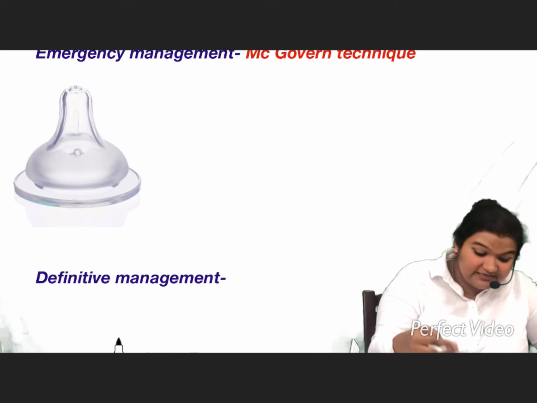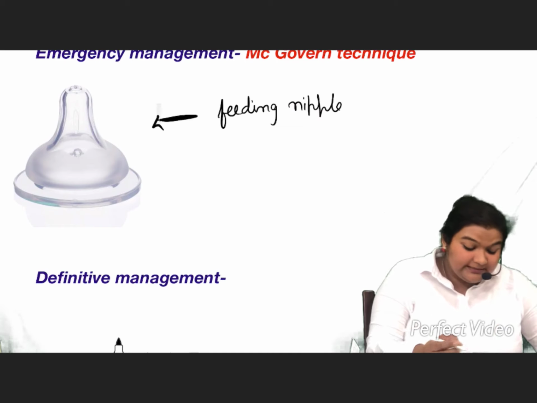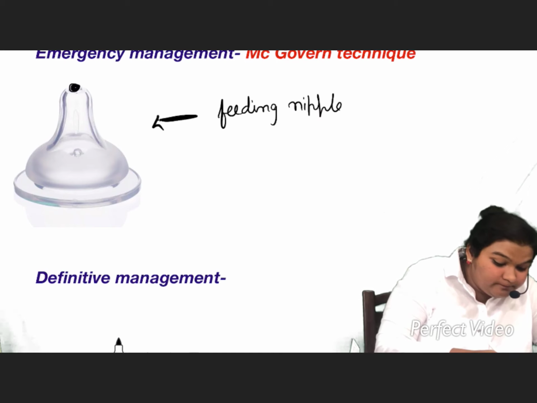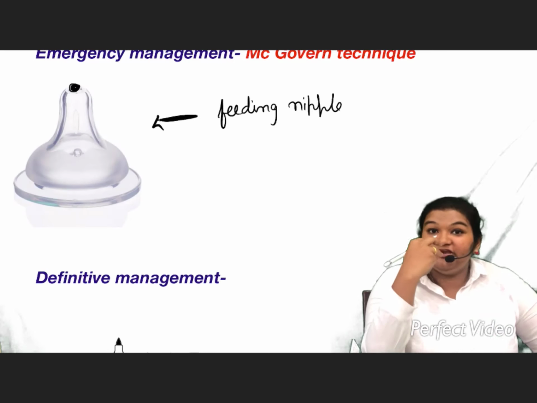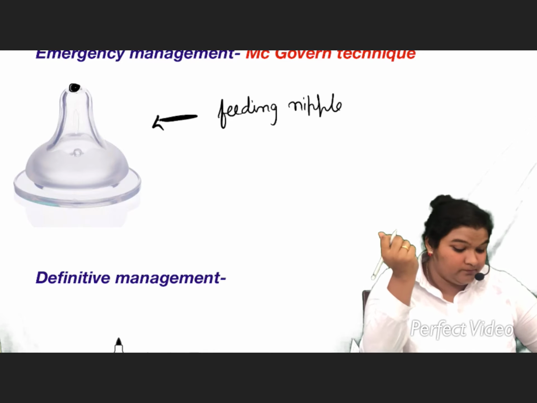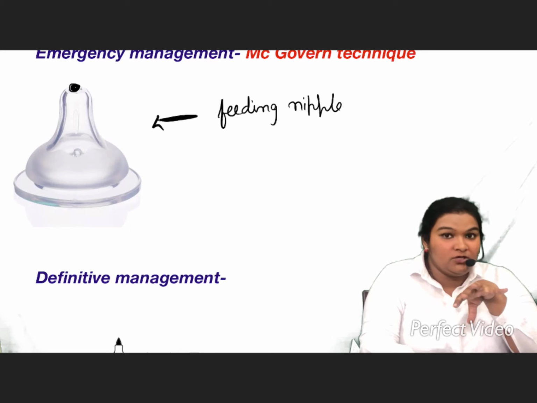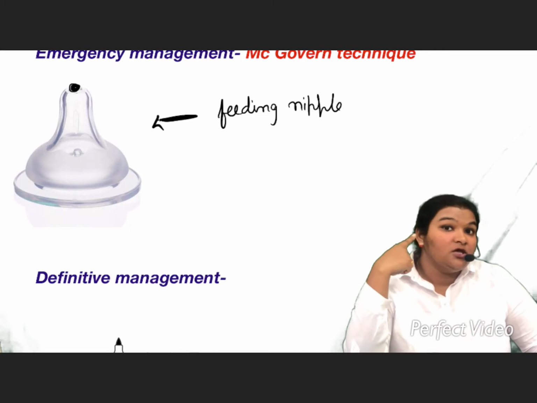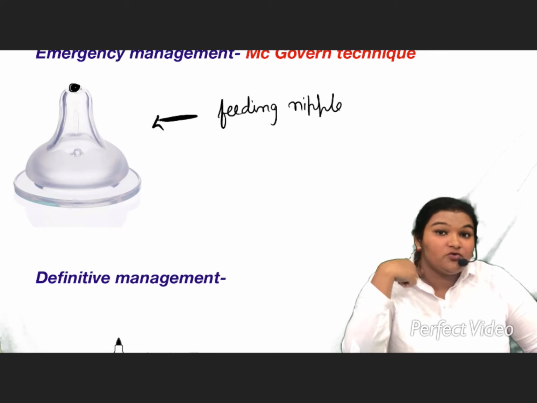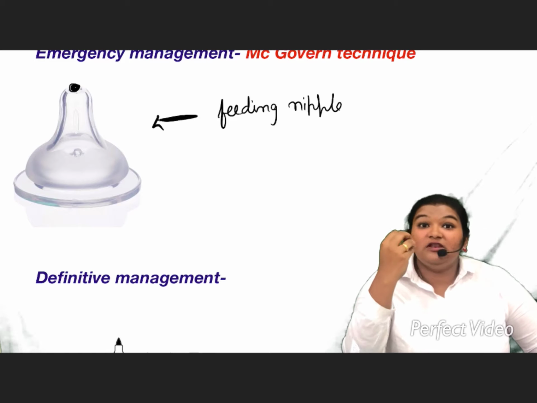In McGovern's technique, this is the image of a feeding nipple. What we'll do is make a hole over here and put that feeding nipple in the infant's mouth. So why will you do this? Since your nasal cavity is unable to connect with the trachea because of the persistent bucconasal membrane, we will make them breathe through the mouth.